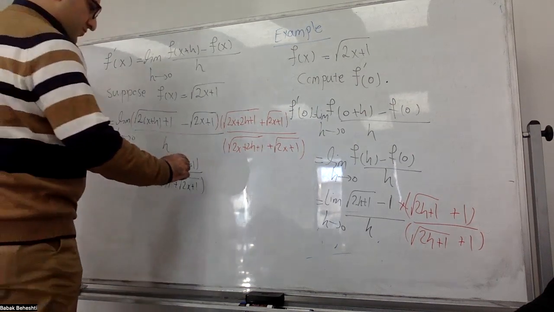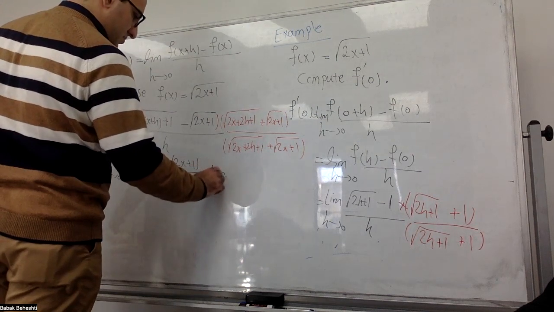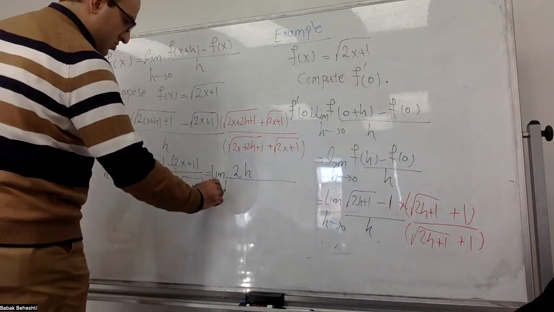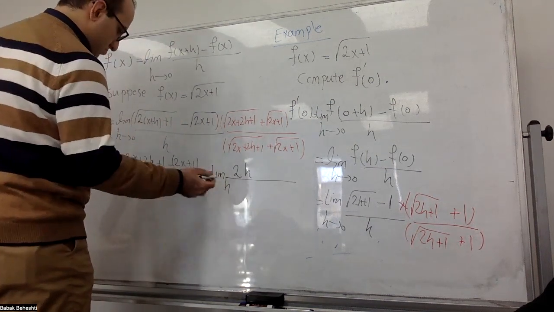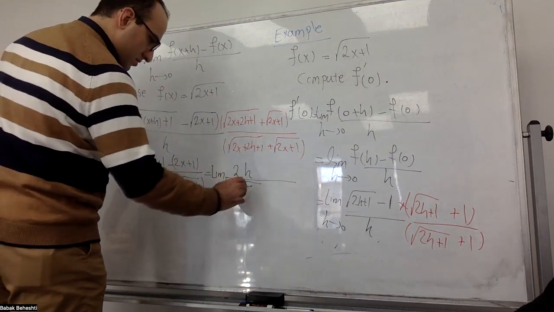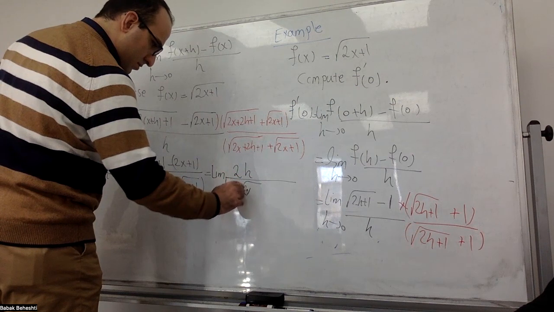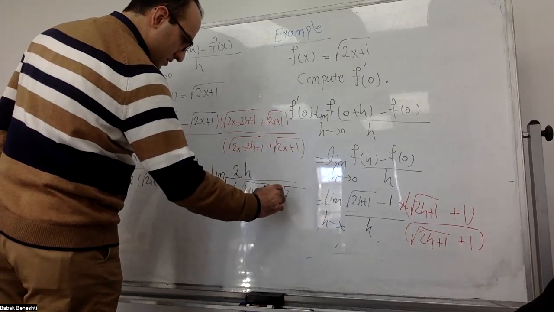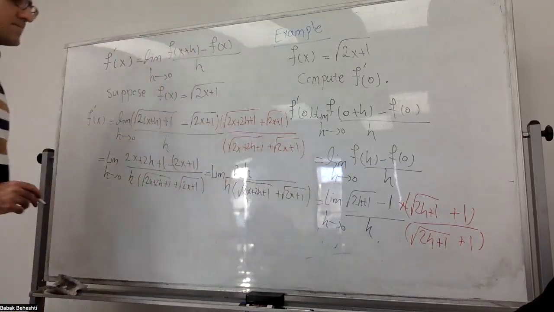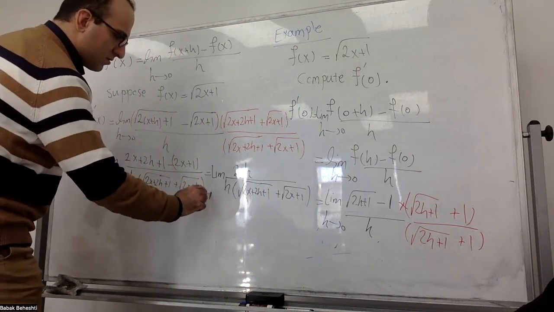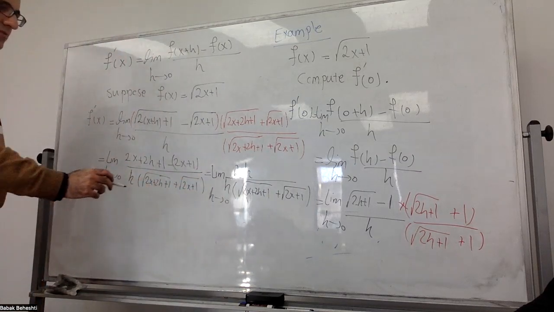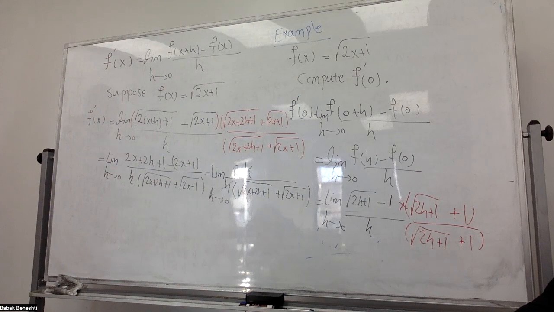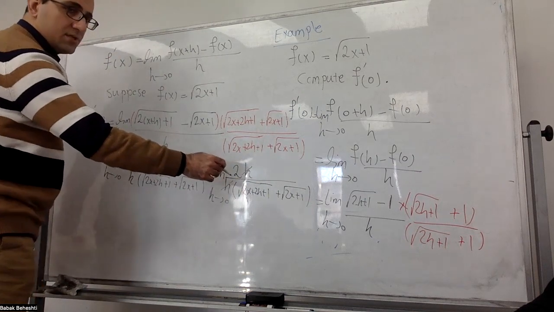The numerator is 2x plus 2h plus 1 minus 2x plus 1, which is 2h. So it would be equal to the limit of, on the top you have 2h. At the denominator you have h times this guy, so I just keep it, I don't touch it. It's root of 2x plus 2h plus 1 plus the same thing, root 2x plus 1, and h goes to 0. Now I can cross out h with h. So the h cancels out, right?